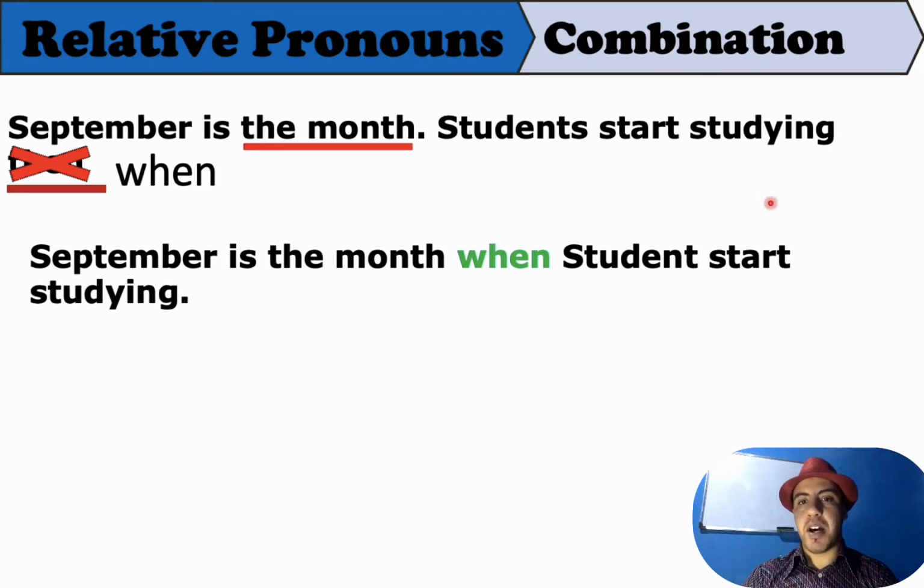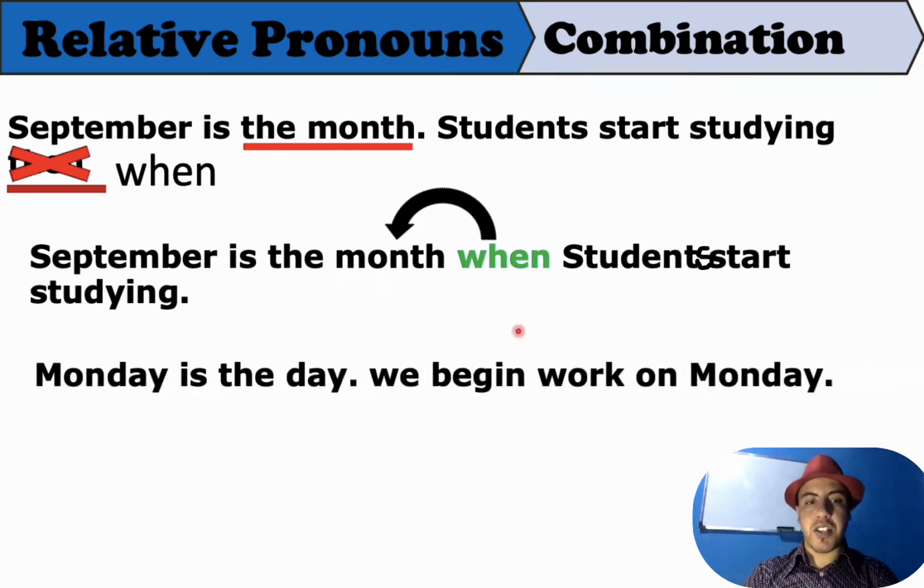Okay, September is the month when students start studying. So what does when refer back to? It refers back to the month. Very good. Because when is after the thing that is repeated. So what is repeated? It is a month.